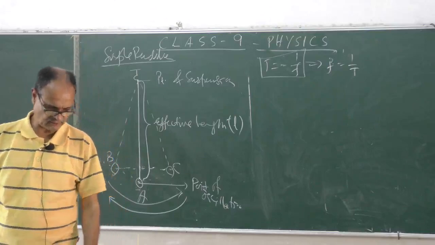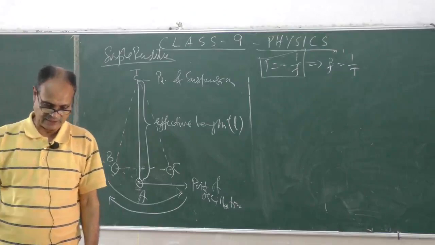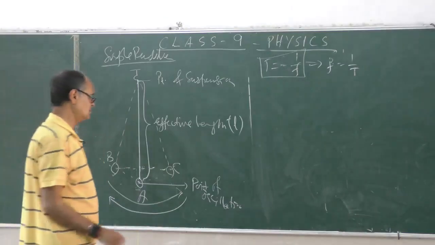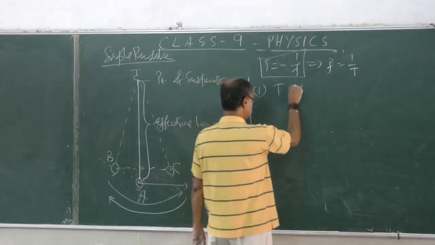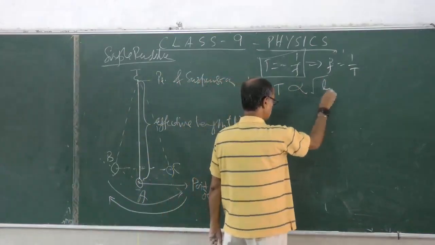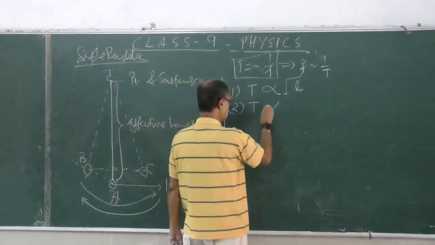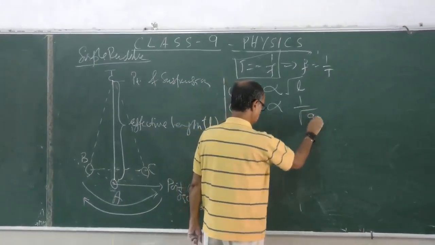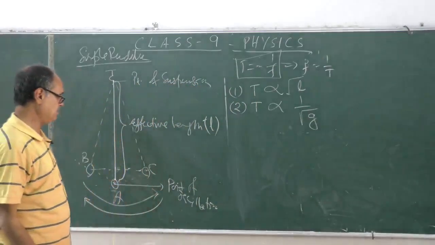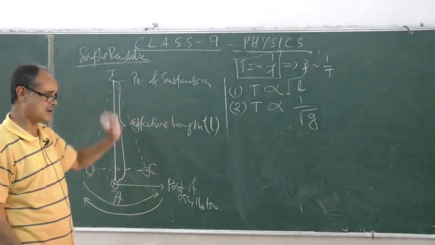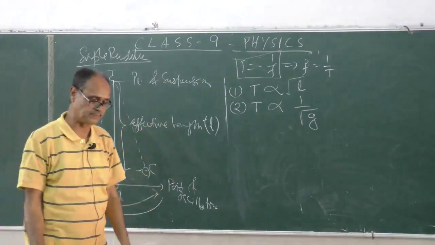This can be measured by recording the time along with the scale value of its length. We find by the law that the time period is directly proportional to the square root of the effective length, and secondly the time period is proportional to 1 by root over g. That is called the laws of oscillations. The time period is directly proportional to the square root of L, and inversely proportional to the square root of g.